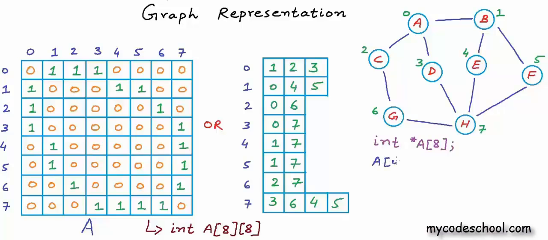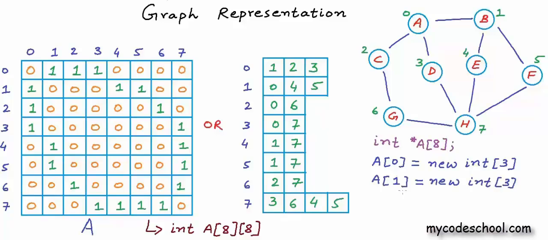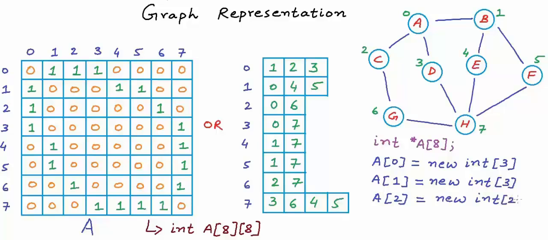0th pointer can point to an array of size 3 because 0th node has 3 connections and we need an array of size 3. 1th pointer can point to an array of size 3 because 1th node also has 3 connections. 2th node, however, has only 2 connections. So 2th pointer should point to an array of size 2. And we can go on like this. The 7th node has 4 connections. So 7th pointer should point to an array of size 4.